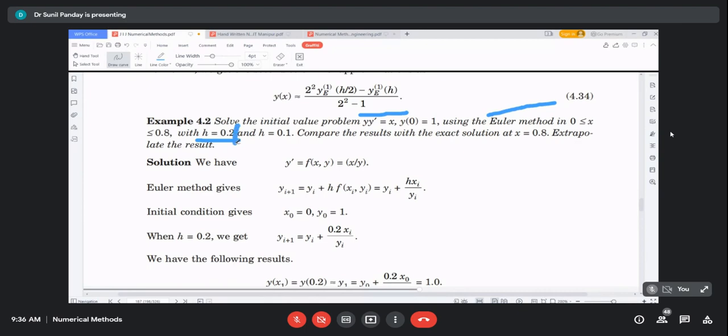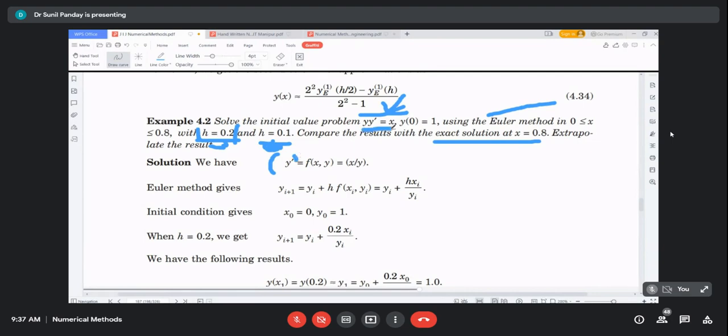And if we take this as an h, then we have to calculate the solution at x equals 0.1, 0.2, 0.3, 0.4, and up to 0.8. And then we have to compare the result with the exact solution. So we will find its exact solution, and then compare the exact solution with these two numerical solutions.